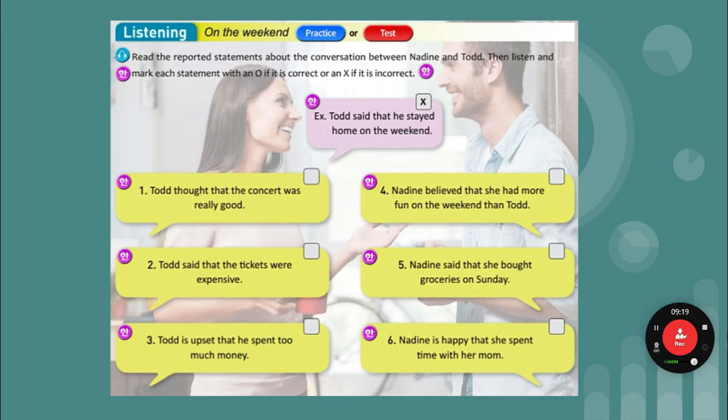Hi, Todd. How was your weekend? It was great. I went to a concert with some friends. What about you, Nadine? I stayed home on Saturday, but I was busy all day on Sunday. Which concert did you see? We went to a show at the Commodore Theater. I didn't know the band, but my friend Steve said they were good. He was right. The concert was amazing.